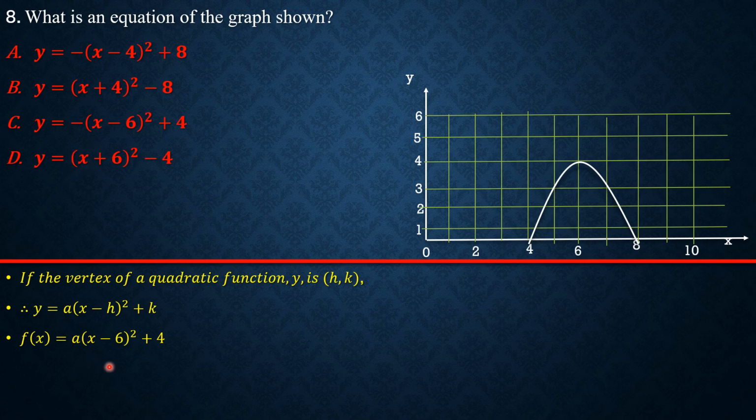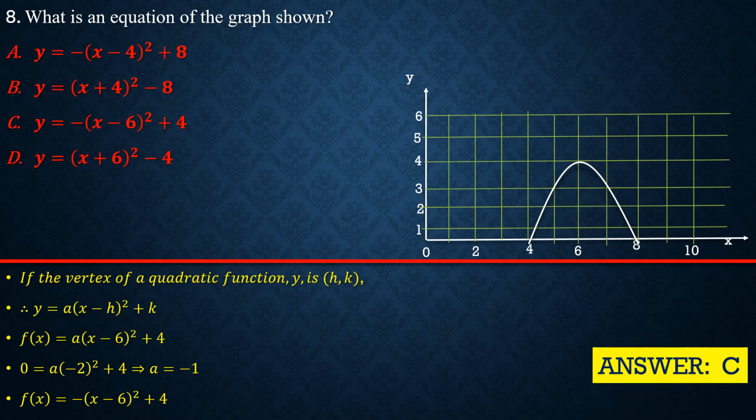But for the sake of revision, we're just going to go ahead and calculate what a is going to be. So what are we going to do to get a? We're going to come over here. This is our x equals 4. Remember that the quadratic function catches the x-axis at the point y equals 0. So we're now going to say that 0 equals a into this plus 4, right? So our a is -1, so f of x is this. So our answer is C.